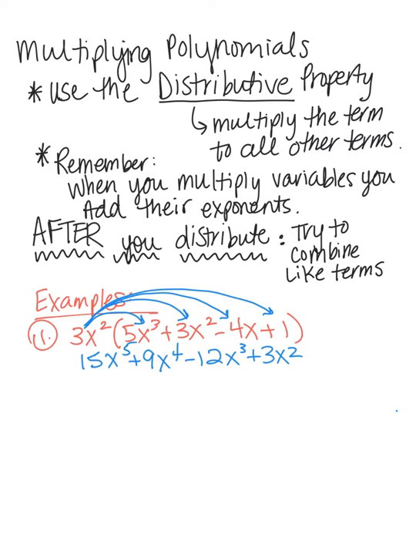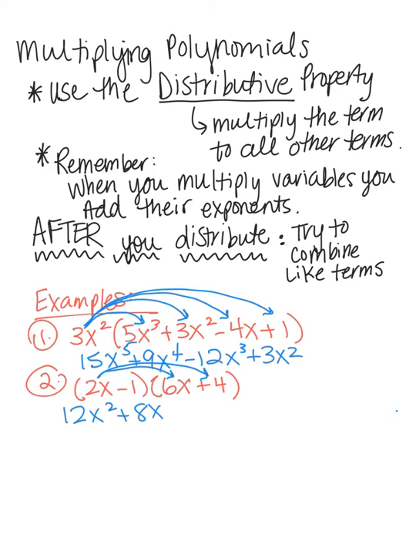All right, let's try another example. Let's say we have the polynomial 2x minus 1, and we're going to multiply it by 6x plus 4. So what I'm going to do here, again, is distribute. When I distribute, I'm going to first start off with the 2x. It's going to distribute to the 6x, which will give me 12x squared. I'm going to take that 2x again to the 4, and I'm going to get an 8x.